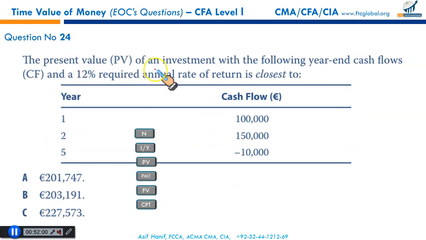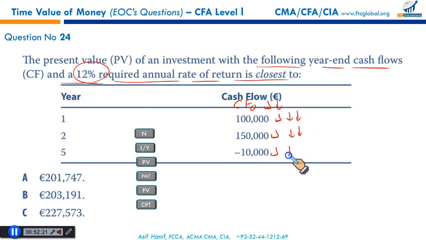Question 24. The present value of an investment with the following year-end cash flows, 12% required annual rate of return. Quite a straightforward question. I recommend using your NPV function for this question like this. CF0, enter, down arrow key, enter $100,000, enter, double arrow, down arrow key twice, press NPV, press 12%, enter, down arrow key, CPT, and there you go.